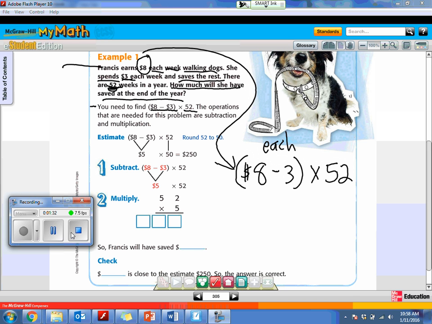So now, when we take this into consideration, we think to ourselves, it's 8 minus 3, and that equals 5. Then we do 5 times 52, and that's going to get us our answer right there.